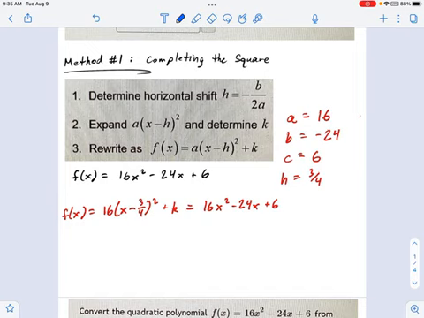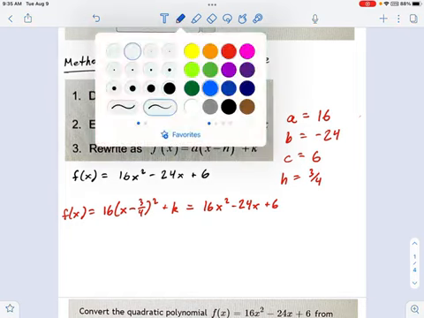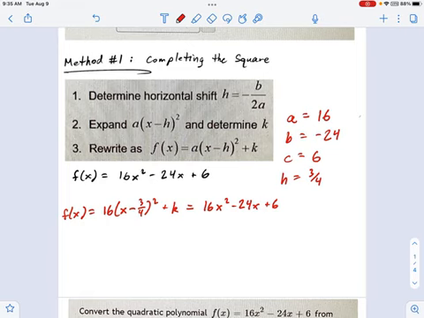So now all we do is determine k by balancing the equation. Okay, so let's expand this term right here. We're going to say that is 16 times, well, what's x minus 3/4 squared? That's going to be x squared minus 3/4 x minus 3/4 x. That gives me minus 3/2 x. And then what's 3/4 squared? Well, that's going to be 9/16.